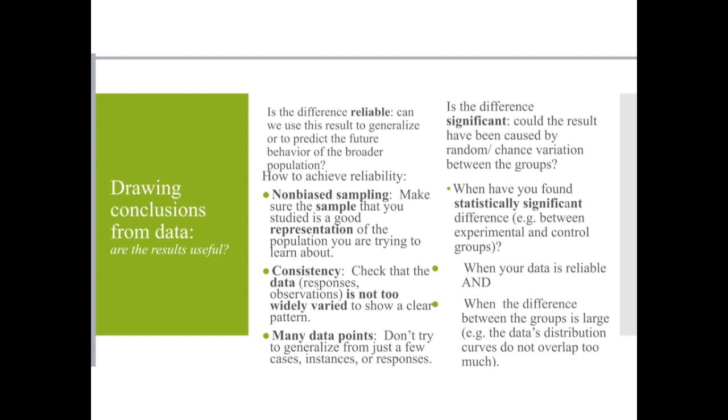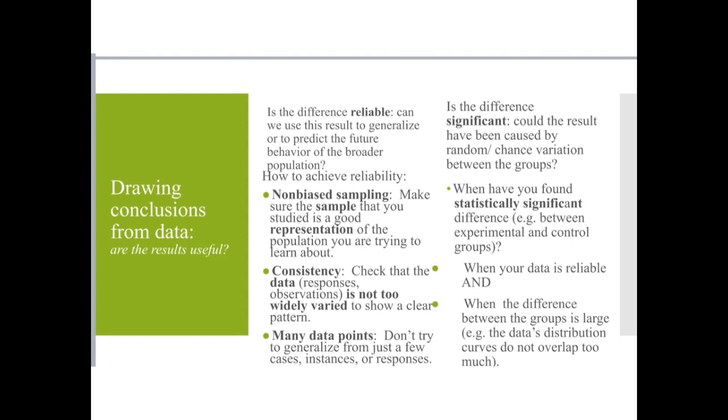Can we use this result to generalize or predict the future behavior of the broader population? We know that part of achieving this reliability is non-biased sampling: random sample, random assignment. We talked about that yesterday. We also know that you need consistency, that you're checking that the data, the responses and observations, are not too widely varied and that they're showing some clear pattern. And lastly, the more people you can collect information from, the more reliable it's going to be.